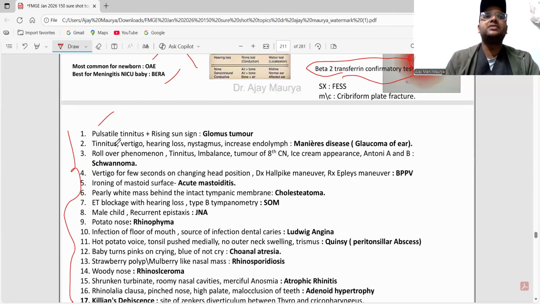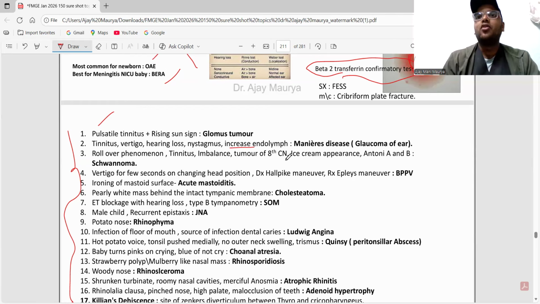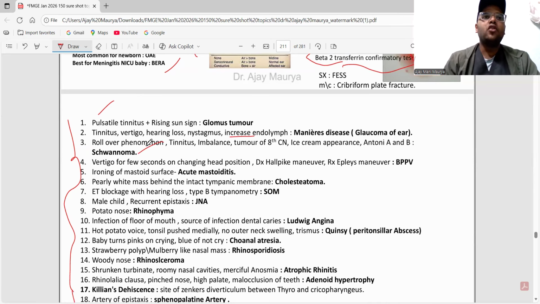Next one, tinnitus, vertigo, hearing loss, nystagmus, increased vertigo in the case of Meniere's disease. Next, Romberg phenomenon, tinnitus, imbalance, tumor of the vestibular nerve, ice cream cone appearance. Oh my goodness, this is going to be a case of the schwannoma. Next one, vertigo for a few seconds on changing head position, diagnosis made by the Dix-Hallpike maneuver and treatment by the Epley maneuver. This is seen in the case of the BPPV.